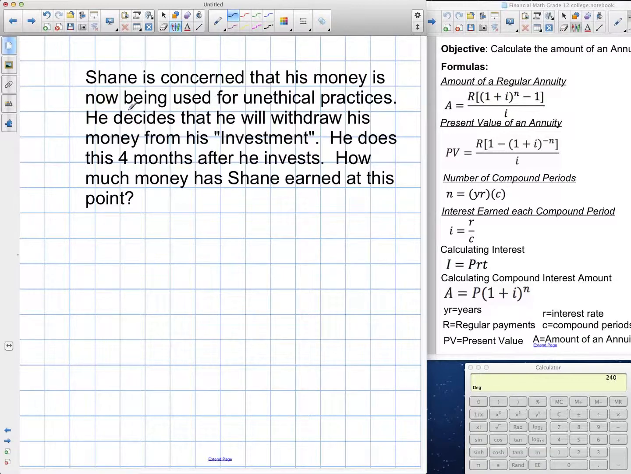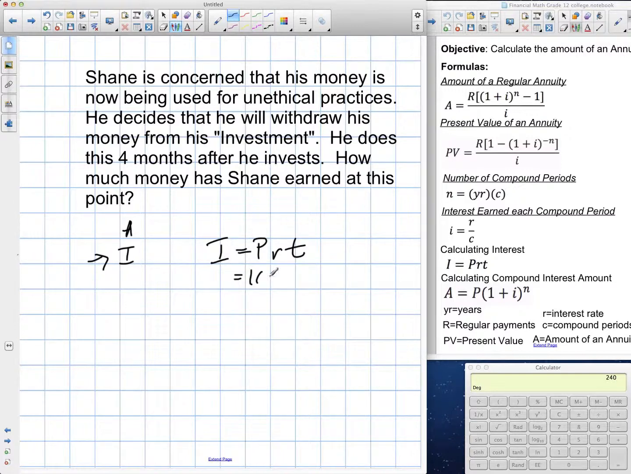How much money has Shane earned at this point? Okay, so we're still talking about what? Are we talking about the total amount right now, or are we talking about his interest? We're talking about his interest earned, the uppercase I. So we're going to use that formula again. I is equal to principal times the interest rate multiplied by time. So we need to again figure out how much interest Shane has earned at this point.